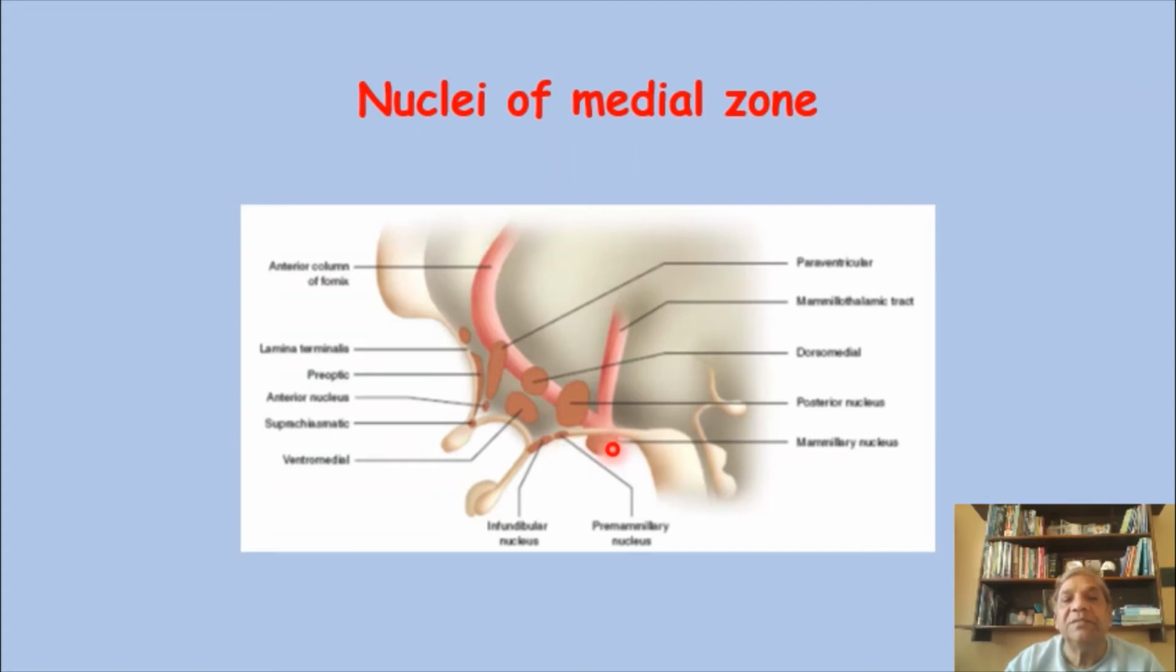And this is within the mammillary body, it is the mammillary nucleus. So these are the medial subdivision nuclei. These are the nuclei which are present superficial to this mammillothalamic tract and to the anterior column of fornix.